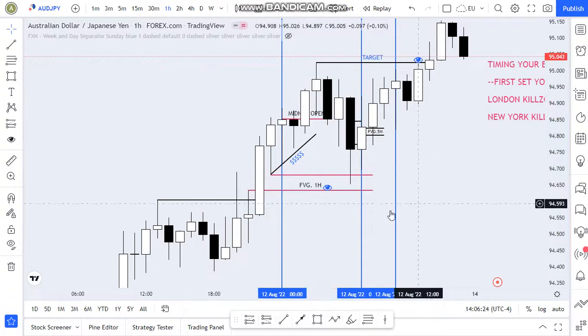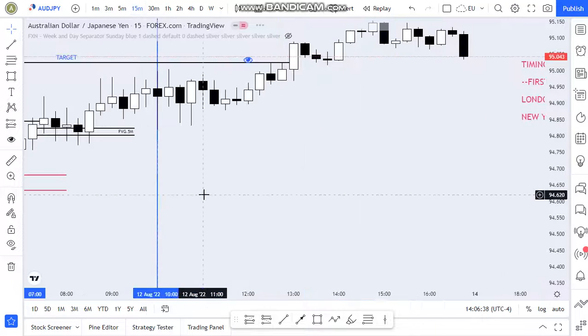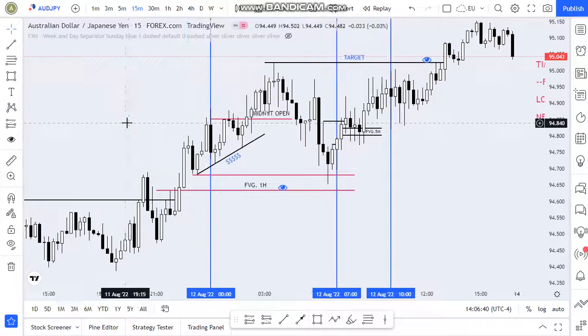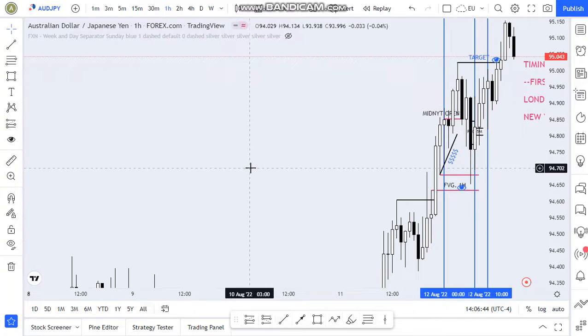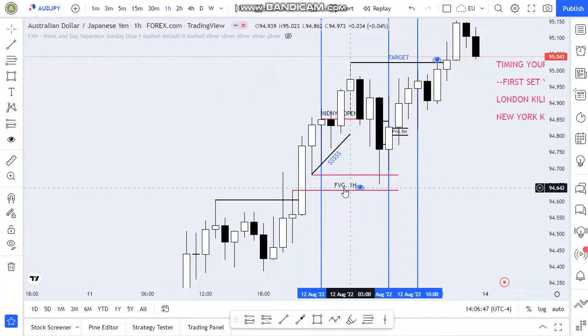So this is a new trading day. For a new trading day, we mark our midnight open price, the midnight New York open price, which is 12 a.m., as I have marked here. Did I show you guys my 1 hour fair value gap? Yeah, it's here. This is where I'm looking to buy from. It is within discount of this price range. I'm looking to buy from here for continuation.